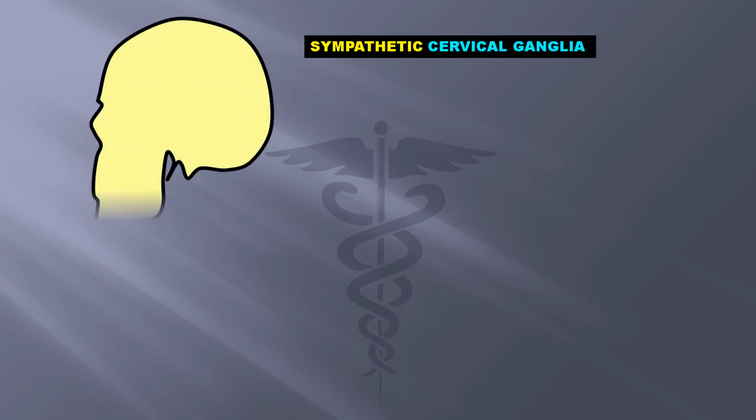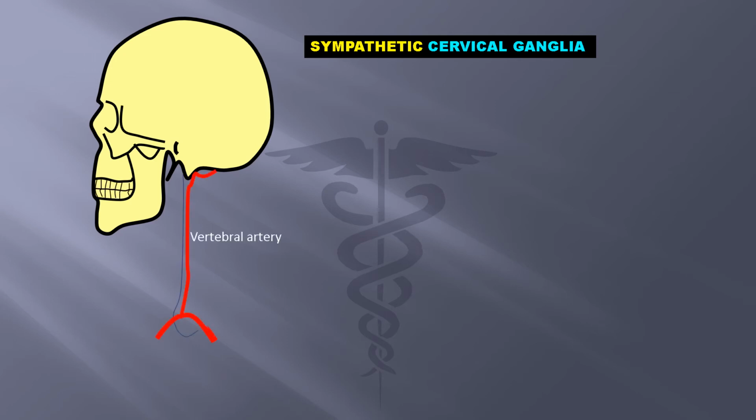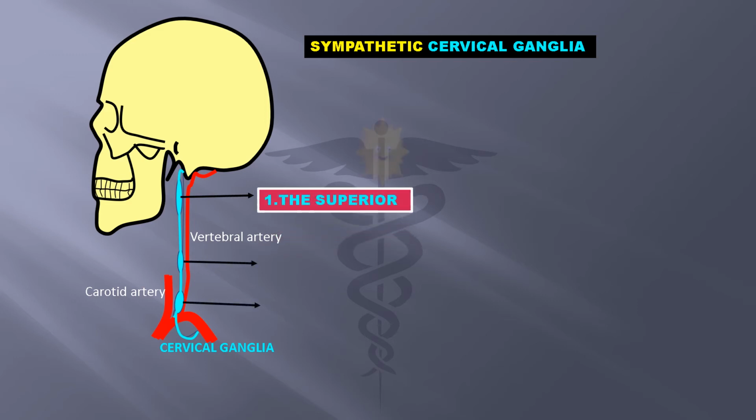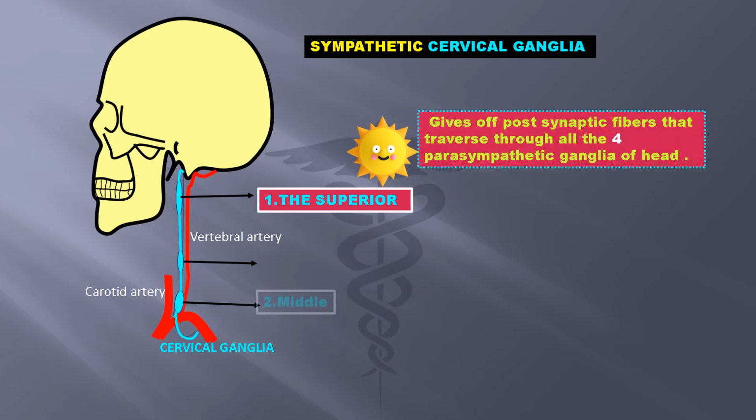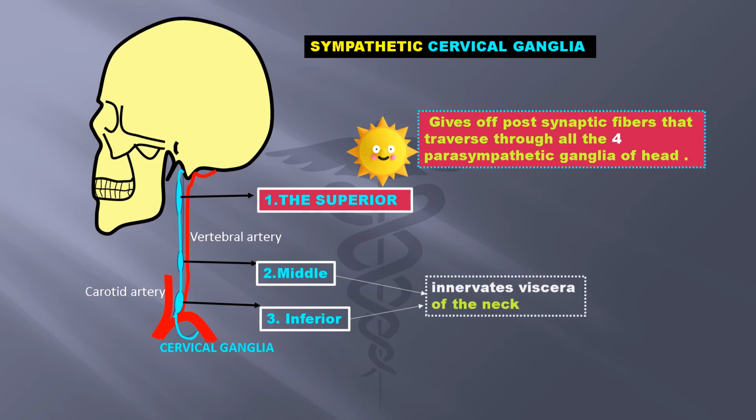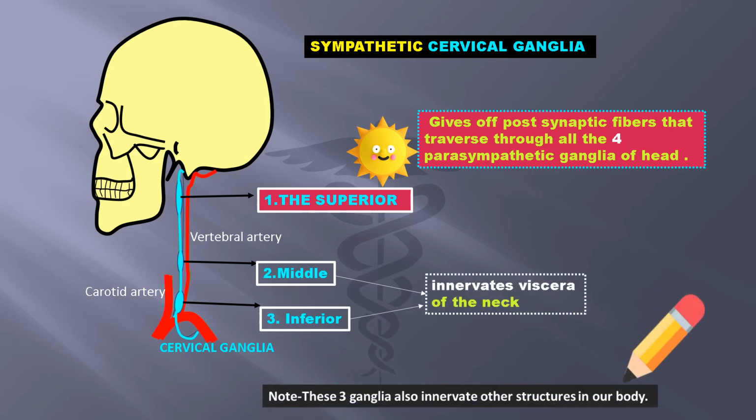Sympathetic cervical ganglia. This is the skull, and below in the neck area we have the vertebral artery, carotid artery, and 3 cervical ganglia: superior, middle, and inferior. The superior cervical ganglion is significant since it gives off the postsynaptic sympathetic fibers to all the 4 parasympathetic ganglia we just studied about, whereas the middle and the inferior cervical ganglia supply the viscera of the neck. At this point, I want to remind you that we are learning only about the head and neck here. These 3 ganglia also innervate many other structures in our body.